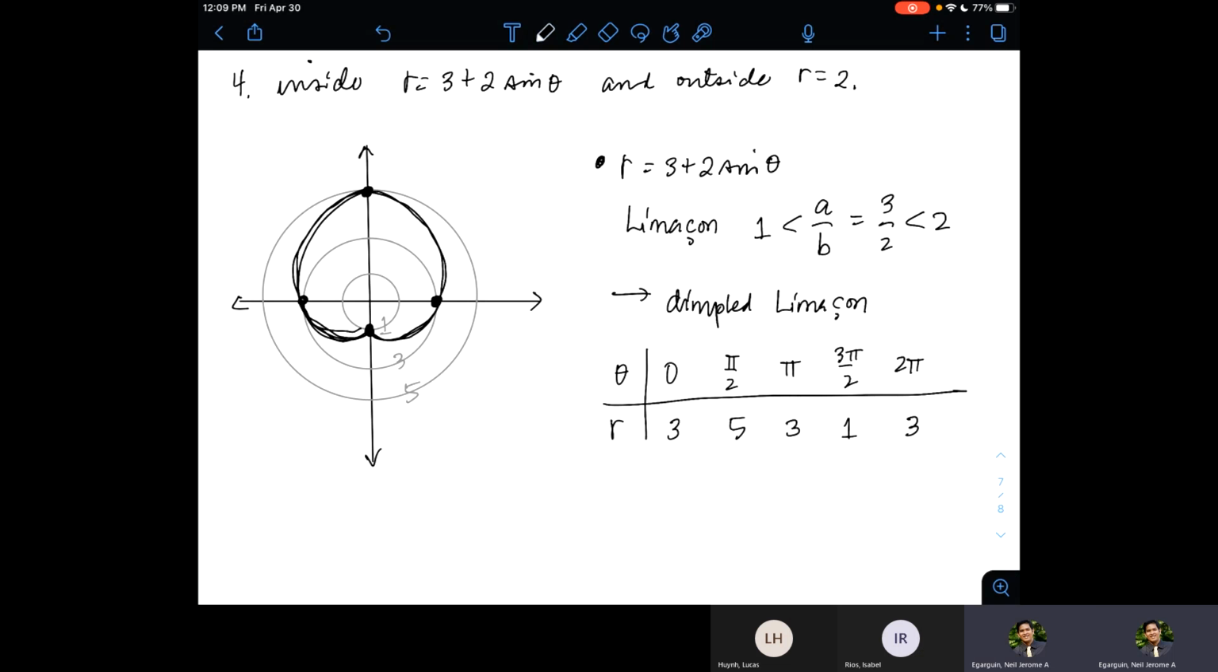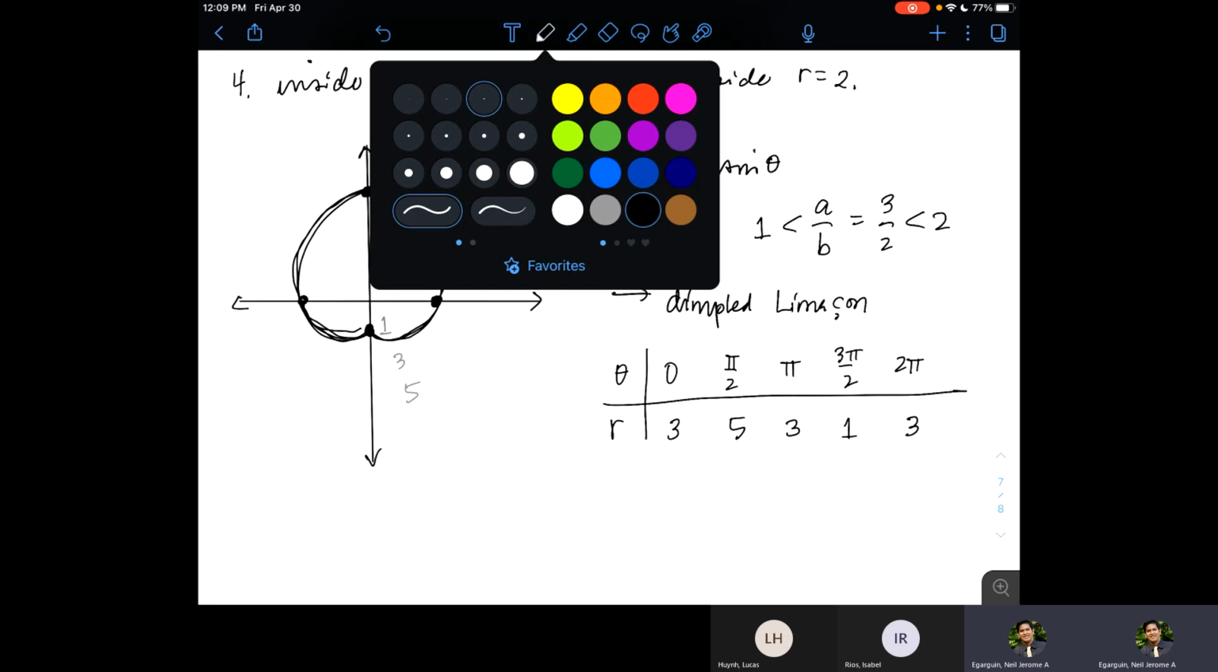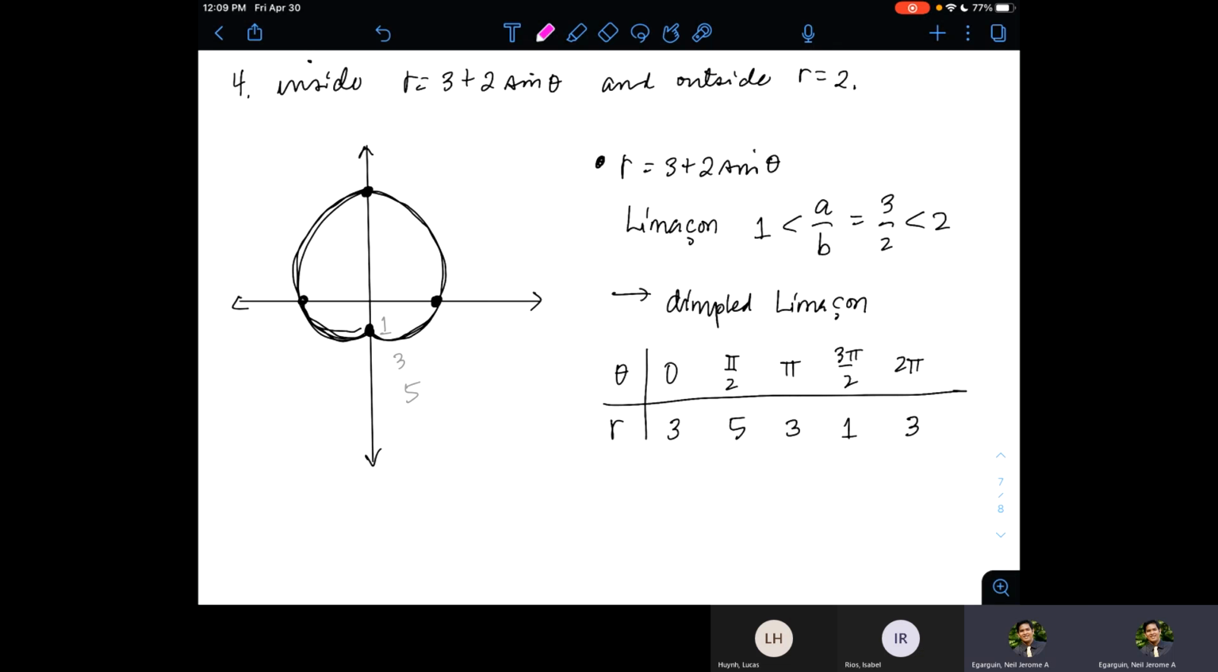Okay. And then r equals 2. Maybe I can get rid of the guide circles here. Delete the guide circles. Okay. And then the next one is r equals 2. That's a circle, radius 2. So that means radius 2 somewhere here. Oops. Hold on. So it's a circle of radius 2, so it's between 1 and 3.